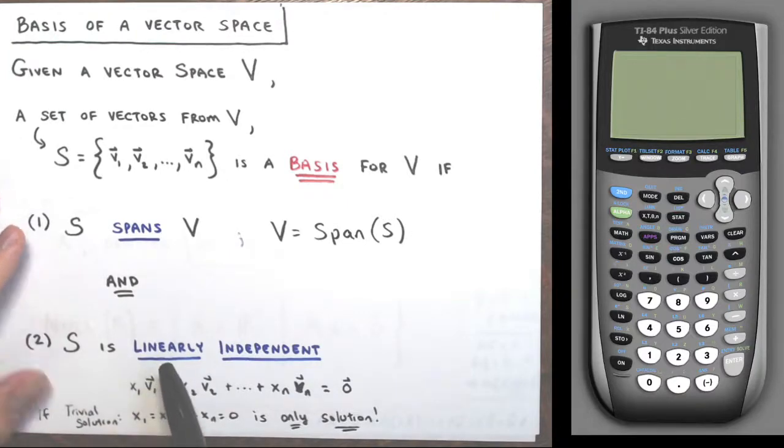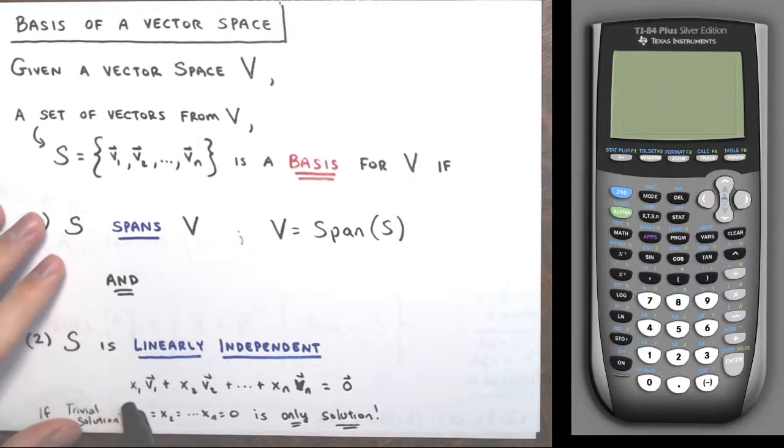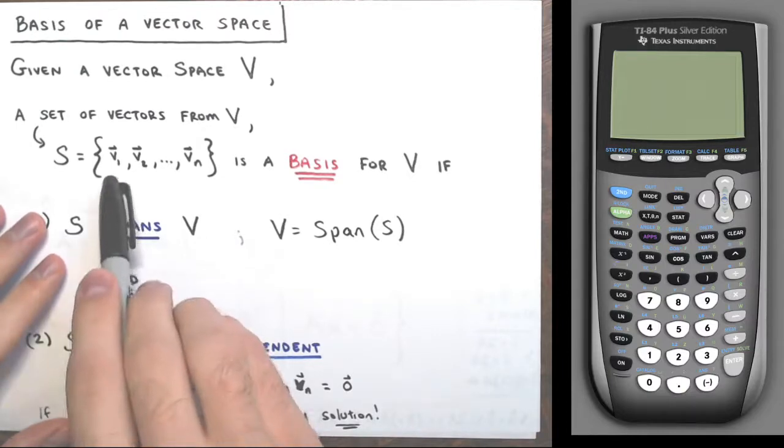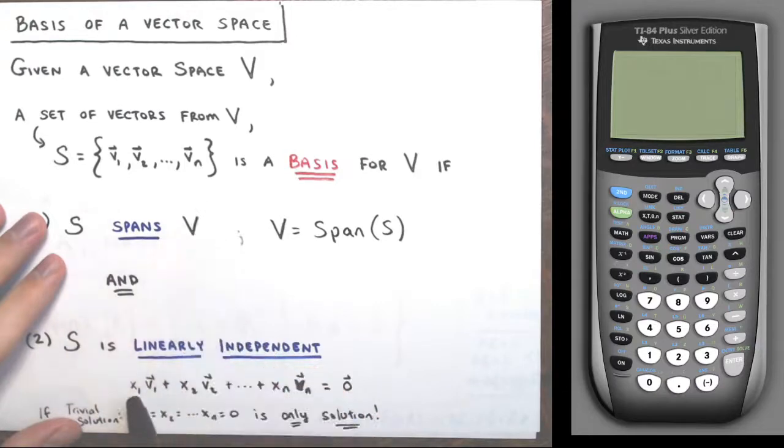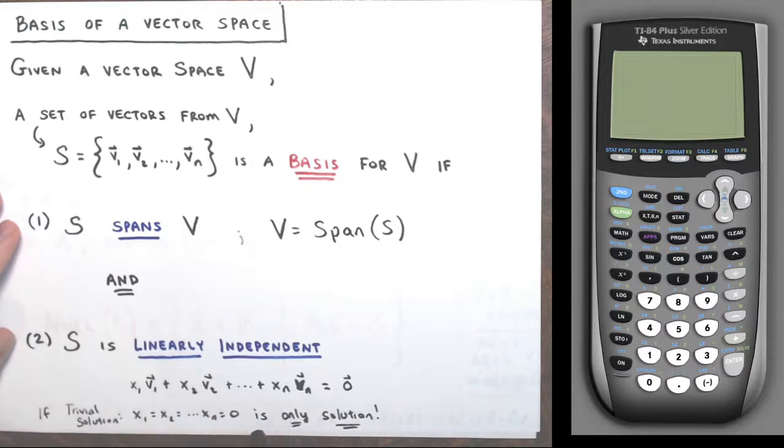Or the more clearly defined way of stating that: if you took a linear combination of the vectors in S, say x1 v1 plus x2 v2 plus xn vn, where x1, x2, all the way up to xn are scalars, and ask when that is equal to the zero vector, if only the trivial solution is a solution, right? If all the values of the x's have to be 0 to make this true, and that's the only way you can make it true, then the set of vectors is linearly independent.